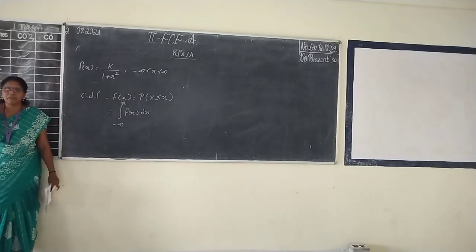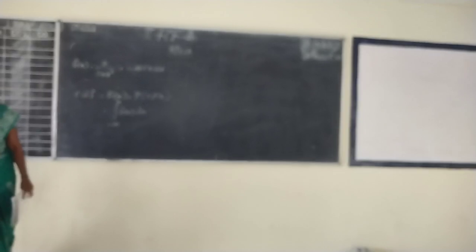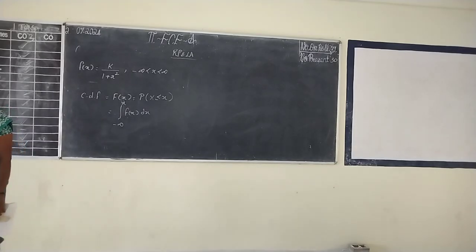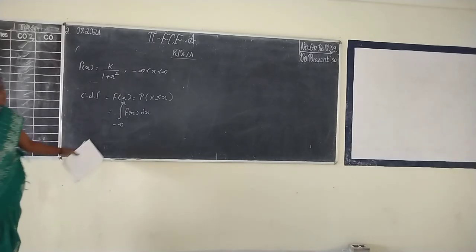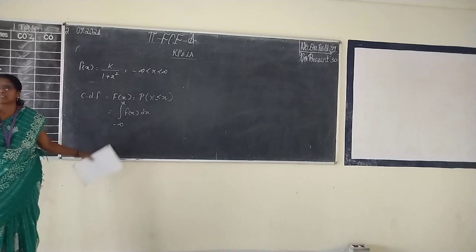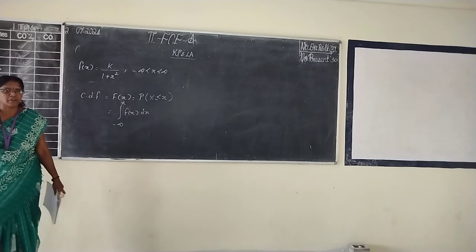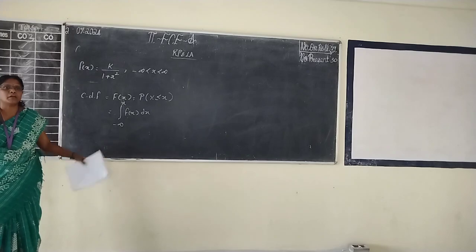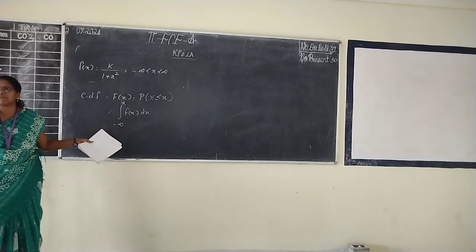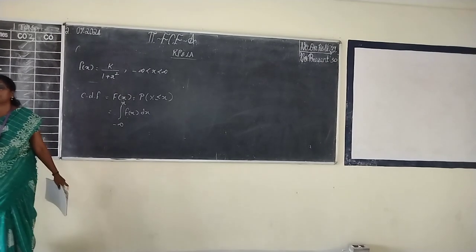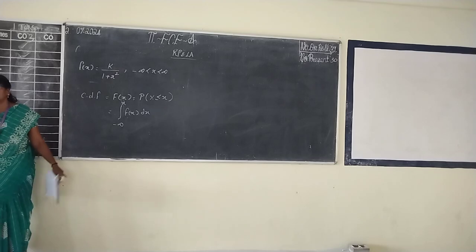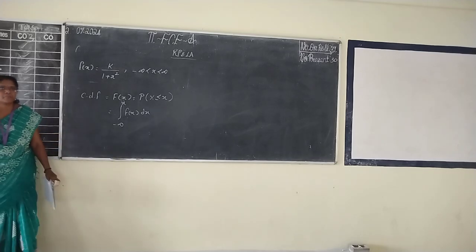Wherever f of x is defined, in whatever interval, we have to start the lower limit only from minus infinity to the x value. Wherever x is going to lie, or wherever f of x is defined, that doesn't matter, but the lower limit we always start from minus infinity. That should never change.